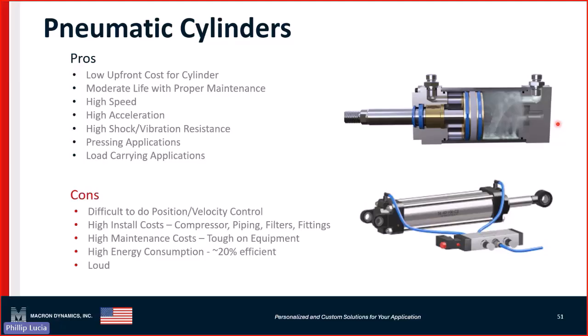And it's very low efficiency. It's about 20% efficient. So imagine if you had a 1,000 horsepower compressor and a whole bunch of cylinders in a plant, you're going to have about 200 horsepower worth of actual work done. And in a lab environment or something that's quieter, they're very loud because they're literally a bang-bang device, just either on or off. So that's the pneumatic cylinder overview.